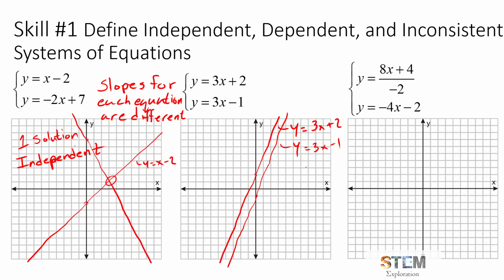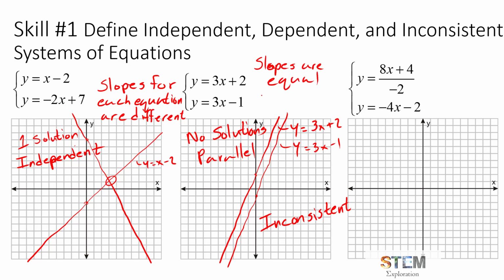Now, a key characteristic that I'm hoping you notice with this particular set is that there are no solutions. The main reason for this is that the two lines are parallel to each other. If two lines are parallel to each other and there are no solutions, that means the system is inconsistent. And the main characteristic that you'll notice for these types of systems is that the slopes are equal, but the y-intercepts differ.